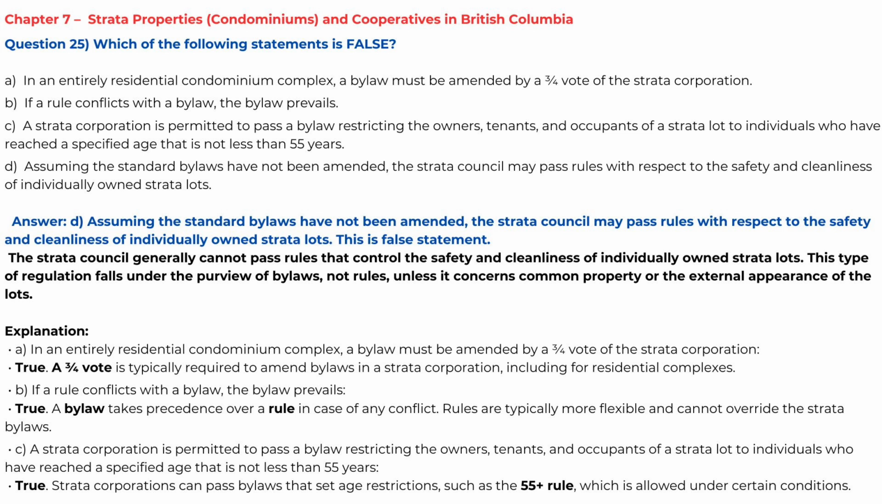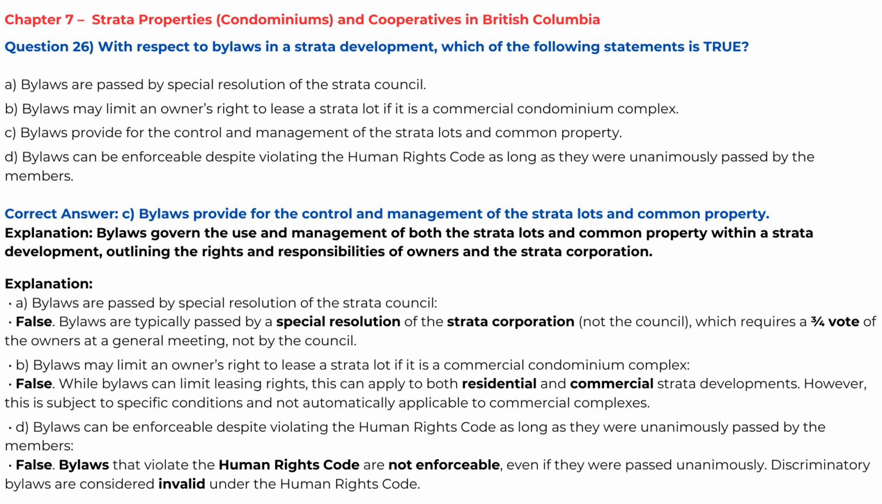C. A strata corporation is permitted to pass a bylaw restricting the owners, tenants, and occupants of a strata lot to individuals who have reached a specified age that is not less than 55 years. True. Strata corporations can pass bylaws that set age restrictions, such as the 55-plus rule, which is allowed under certain conditions. Question 26. With respect to bylaws in a strata development, which of the following statements is true? Correct answer. C.